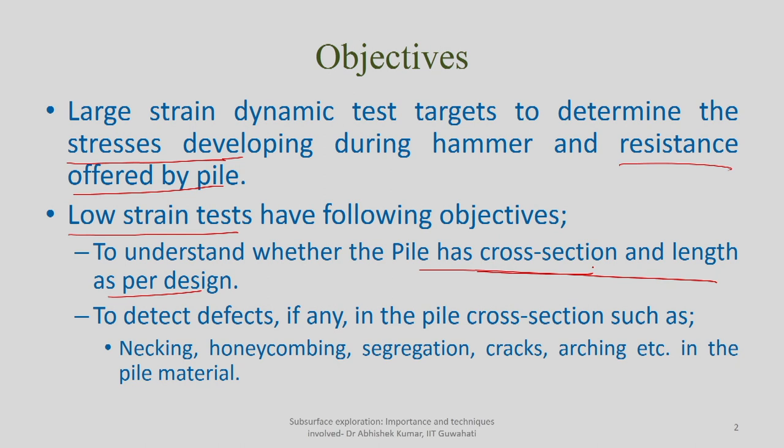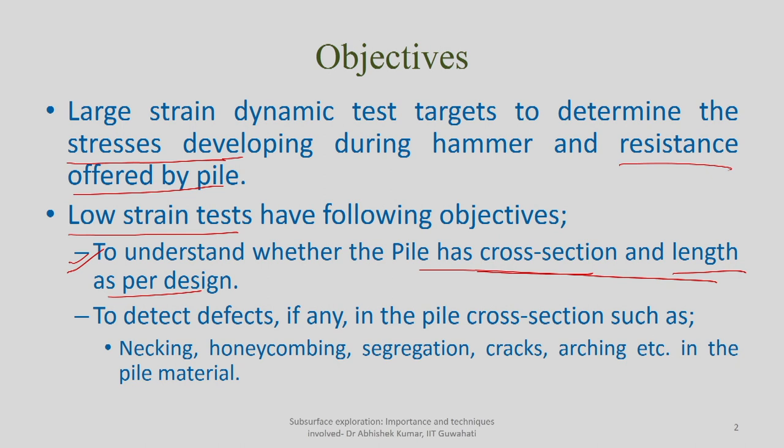So again, there will be a lot of uncertainty or risk once you presume something about the pile cross section as well as the length which is completely different from the actual structure of the pile. So in order to understand the cross section of the pile as well as the length of the pile, because we know particularly when it is a frictional pile, the length of the pile should be sufficient so that it is capable of developing enough skin friction which is required to support external load.